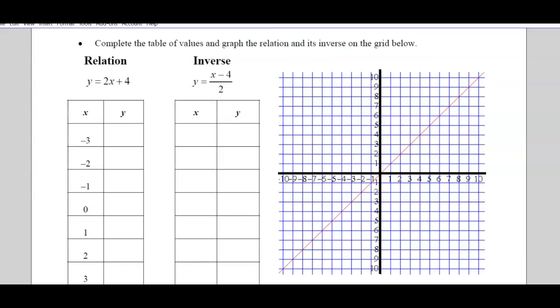Okay, complete the table of values and graph the relation. So here's your original. The x value is -3, so 2 times -3 is -6, plus 4 is -2. -4 plus 4 is 0. -2 plus 4 is 2. If these are going up by 1s, hopefully you remember, with a slope of 2, that means for every change of 1 in x, your rise is going to change by 2.